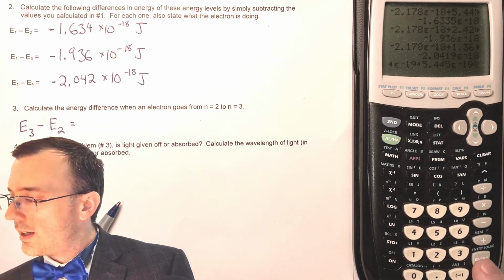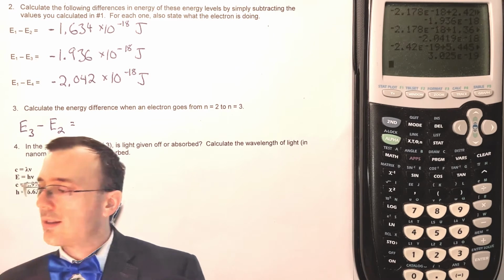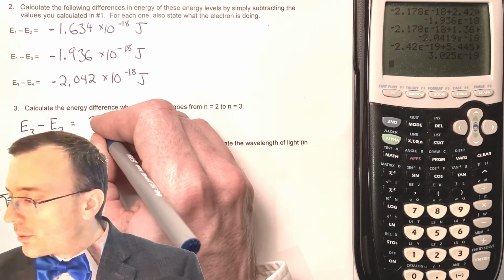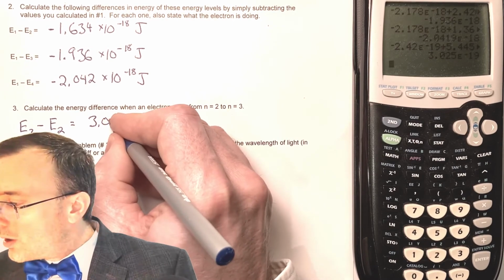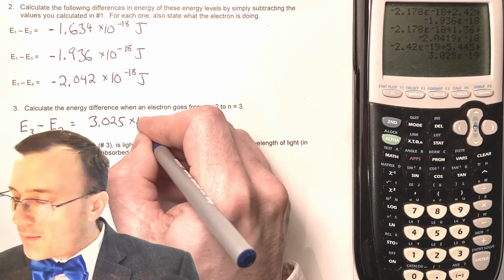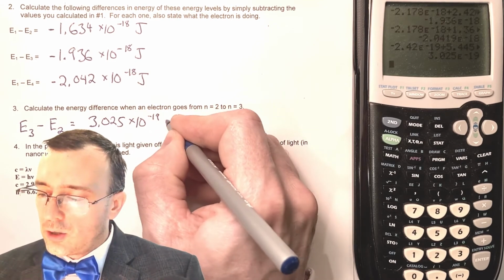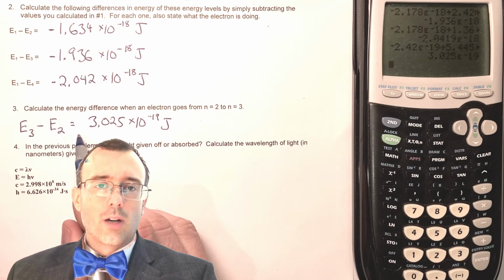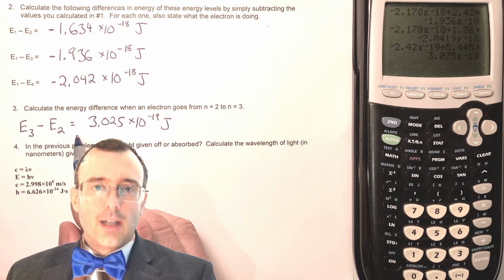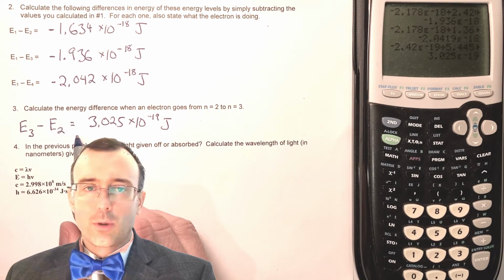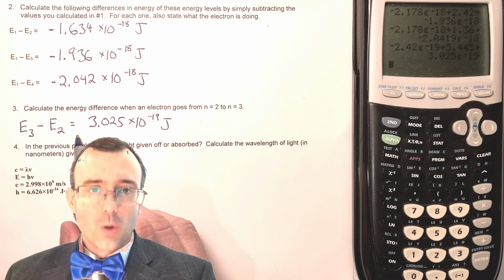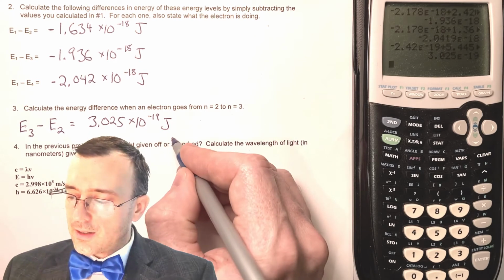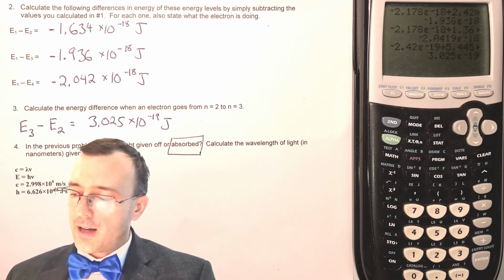All right. When we combine those together, we notice that now we have a positive value. So this is going to be 3.025 times 10 to the minus 19 joules. The positive value here simply tells you that the electron is going up in energy level, is gaining energy, and therefore a photon must be absorbed and not given off. And so in the previous problem, is light given off or absorbed? It is absorbed because that's a positive number.